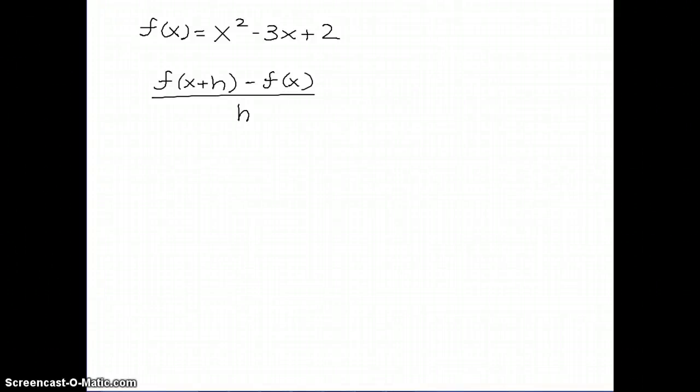So in this problem, we're going to take a look at what is called the difference quotient. The problem's broken into three parts. We have f of x plus h, f of x, and h. We're going to start by doing this part.